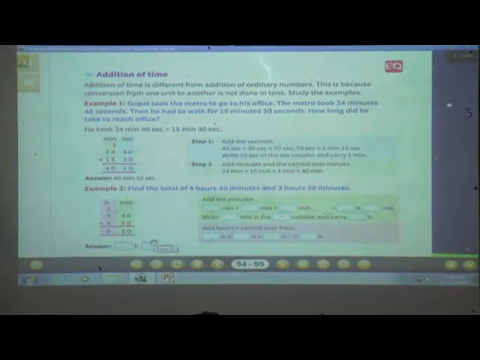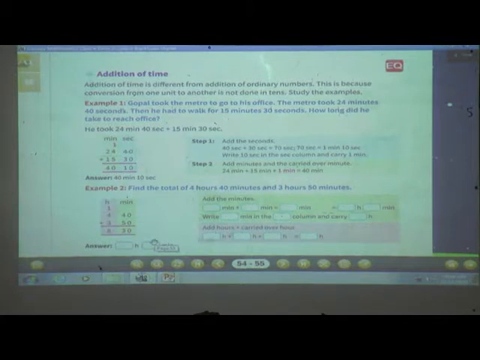See, in the last session we have solved addition of time, isn't it? How we have done, same as the ordinary number, but when you are doing addition of time, it is different from addition of ordinary numbers. This is because the conversion from one unit to another unit is not done in tens. Study the examples. Now we will study the given examples.